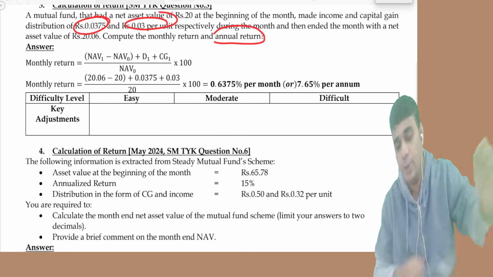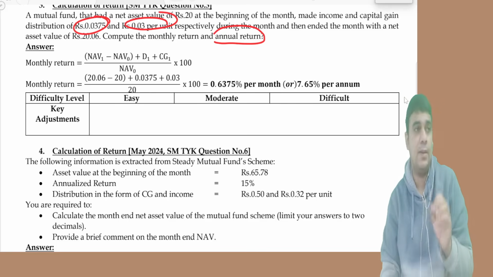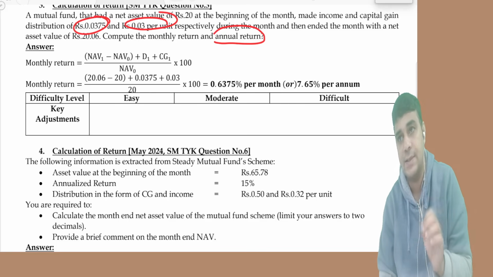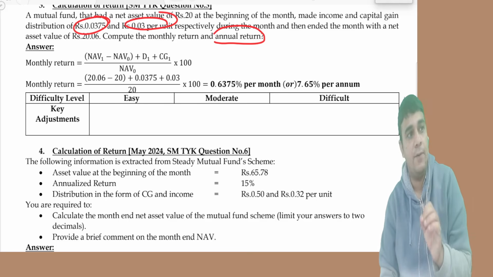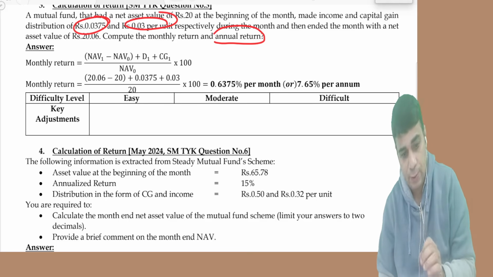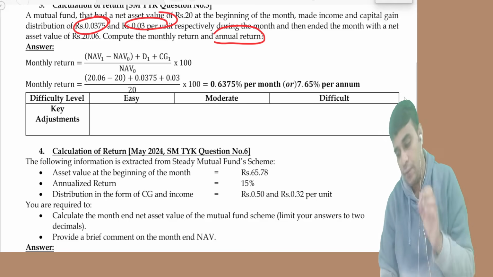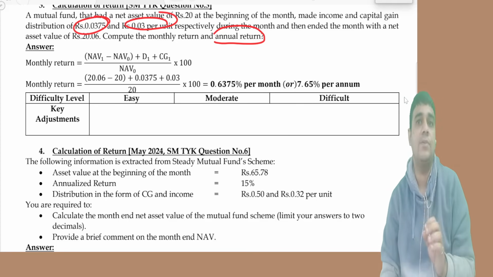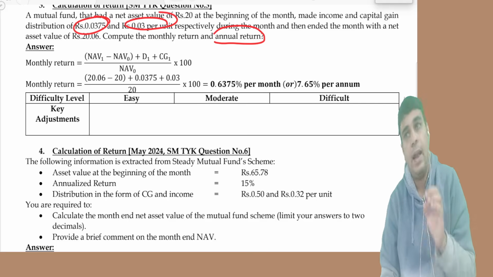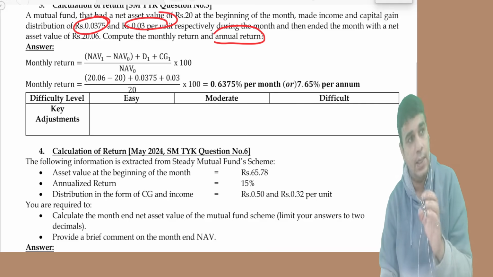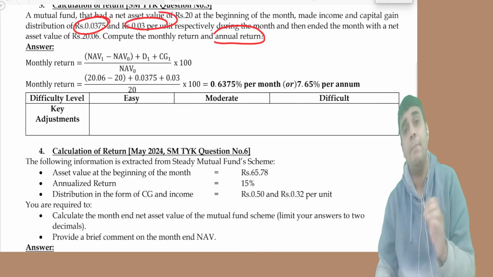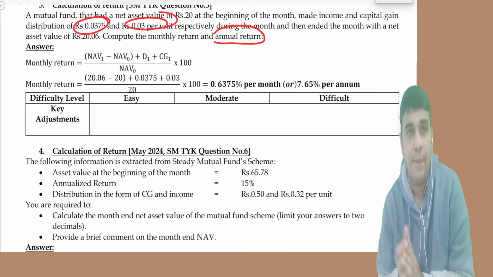Asset value at the beginning of the month is called NAV 0, the net asset value at the beginning of the month. Annual return is given. Distribution in the form of CG and income: CG is called CG1 and income distribution is called D1. Calculate the month end NAV of the MF scheme.